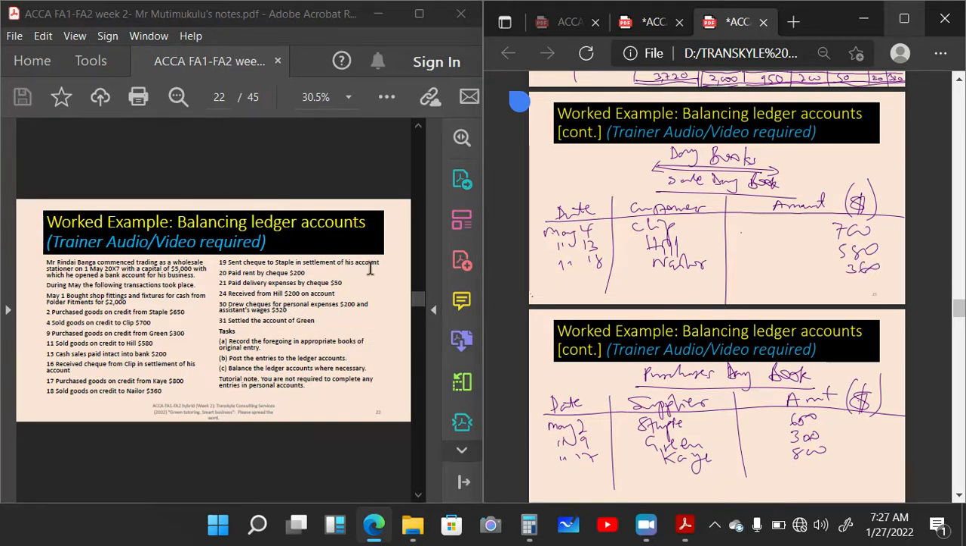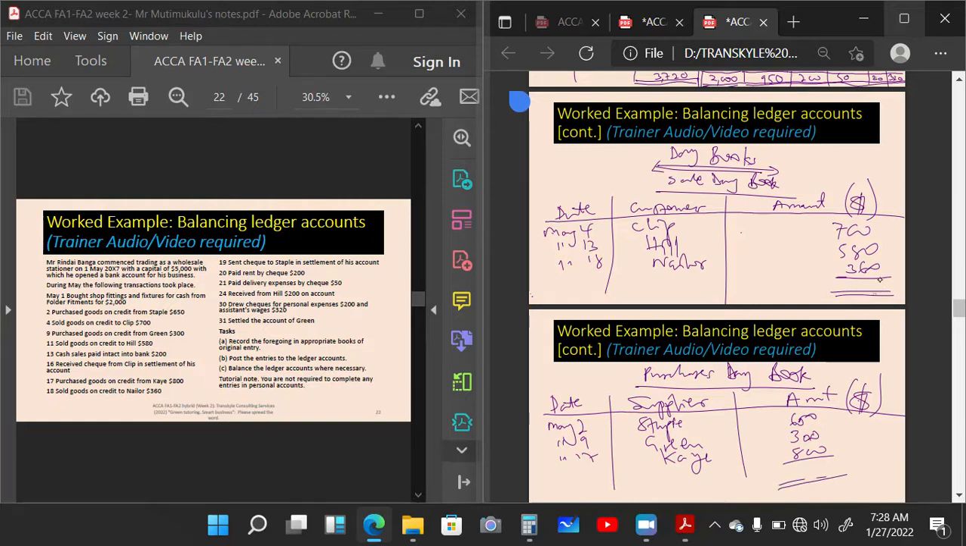Sent a cheque, it's a cash book transaction. Paid rent by cheque, cash book. Paid delivery expense by cheque, cash book. Received from a customer, cash book. Drew from the bank, cash book. Settled account, cash book. So we are done with our sales day book and purchase day book entries.